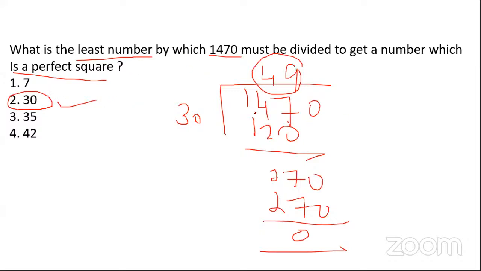So if you divide by 7, you won't get a perfect square. Suppose 1470 divided by 7. 7 twos are 14, 7 ones are 7, 0. So 210 is the quotient. So 210 is not a perfect square. So you can eliminate it. So the answer is 30. Okay, that's it.